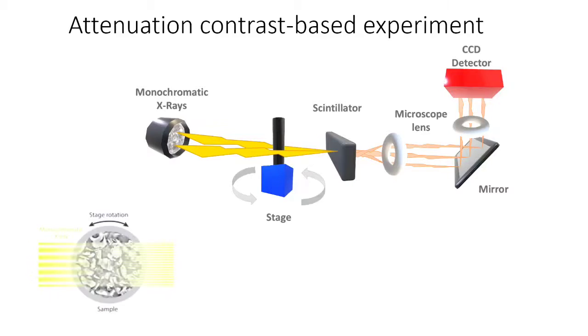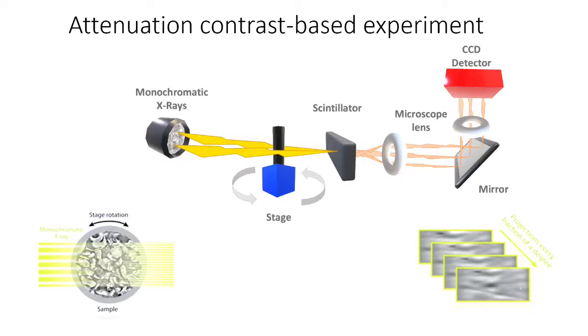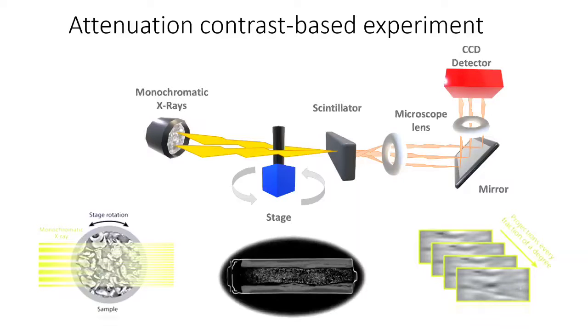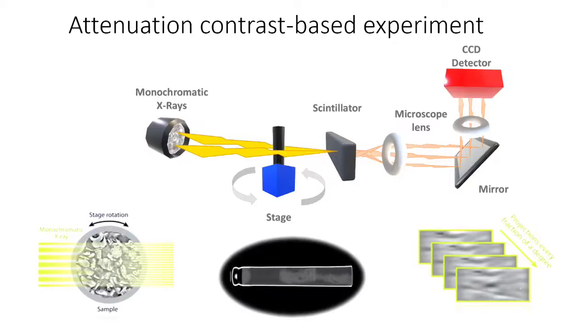Images are taken at each fixed angle of the rotation, which provides information about the total absorption of the sample in that particular orientation. This set of projections, which is usually more than 1,000, is fed into a tomographic reconstruction algorithm that provides a tomogram. Because attenuation coefficients are different for each phase of the sample, the internal structure of the sample is therefore visible.